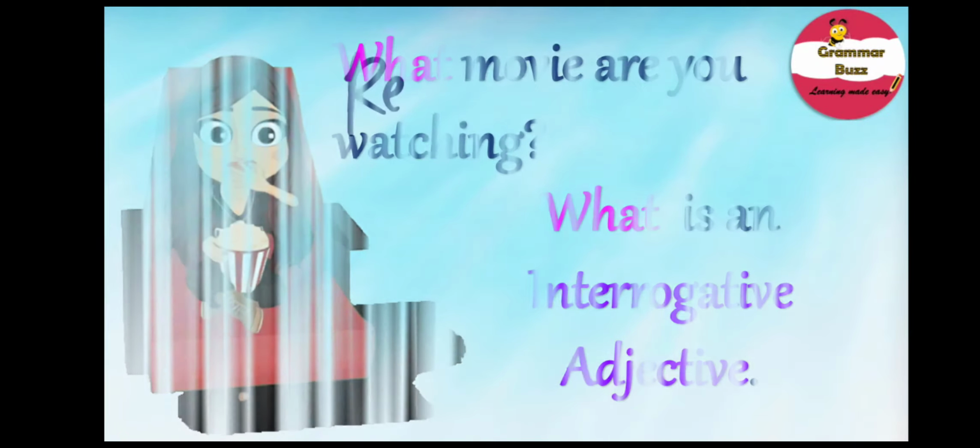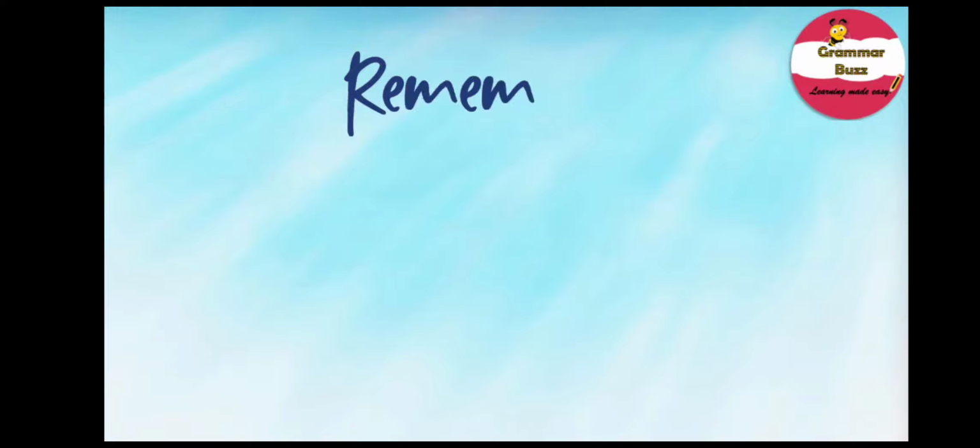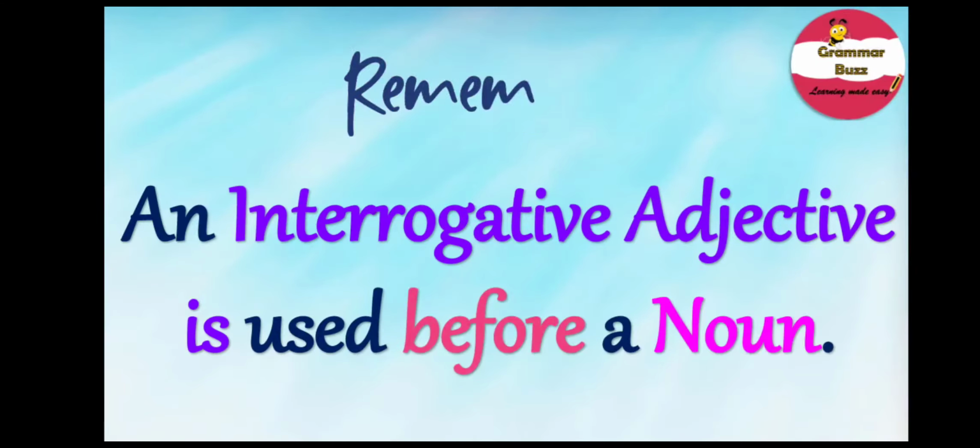I think it's time for a remember. All you have to remember is an interrogative adjective is used before a noun. It's that simple. An interrogative adjective is used before a noun because that's the job of any adjective, to qualify a noun. So remember that interrogative adjectives are always used before a noun.